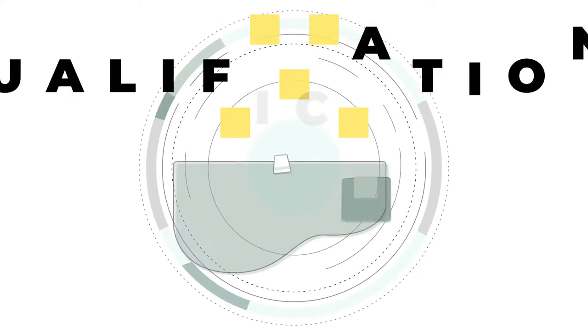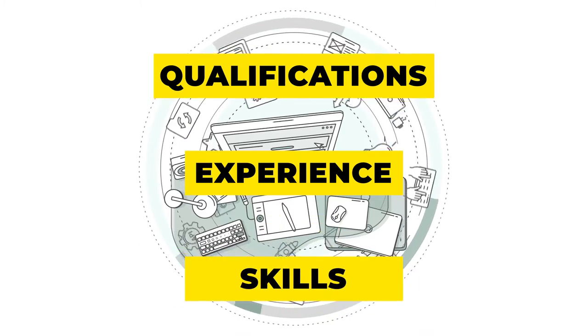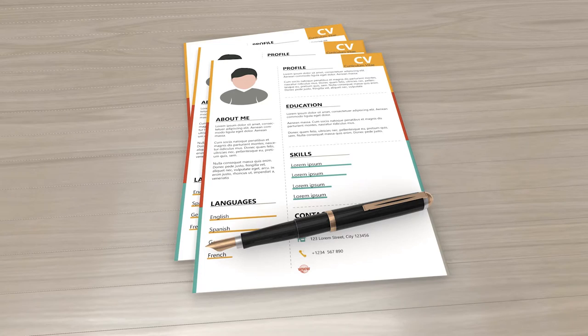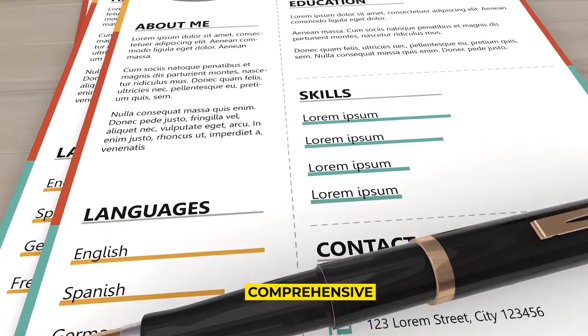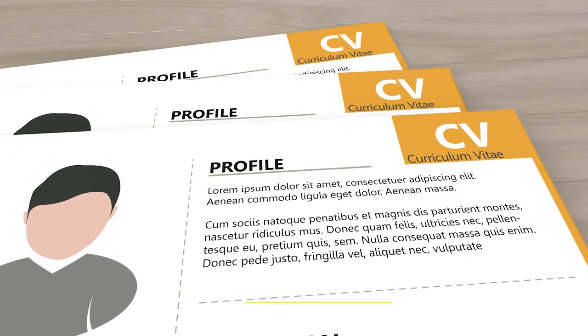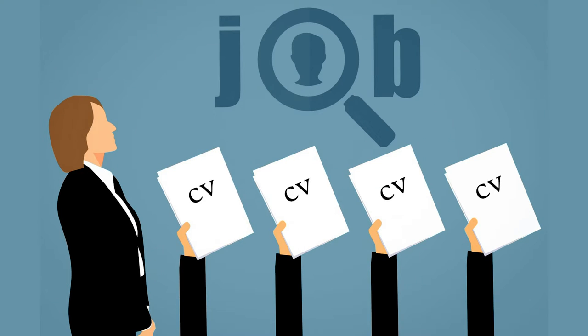If you're looking to apply for an international teaching or admin position, you will need to describe your qualifications, experience, and skills in detail. The best way to do this would be to create a comprehensive, multi-page document known as a curriculum vitae or a CV. This has traditionally been the accepted way to apply for a job in academia.